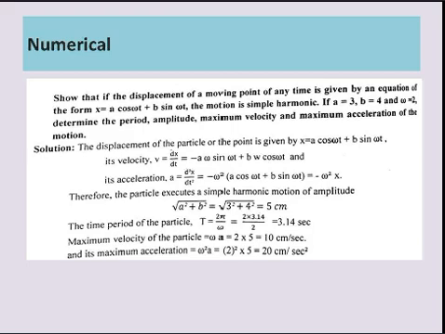Now, moving towards the next numerical. Show that if the displacement of a moving point at any time is given by an equation of the form x is equal to a cos omega t plus b sin omega t, the motion is simple harmonic. If a is equal to 3, b is equal to 4 and omega is equal to 2, determine the period, amplitude, maximum velocity and maximum acceleration of the motion. So this problem is divided into 4 parts. In the exam, they can ask you any one part based on this numerical.